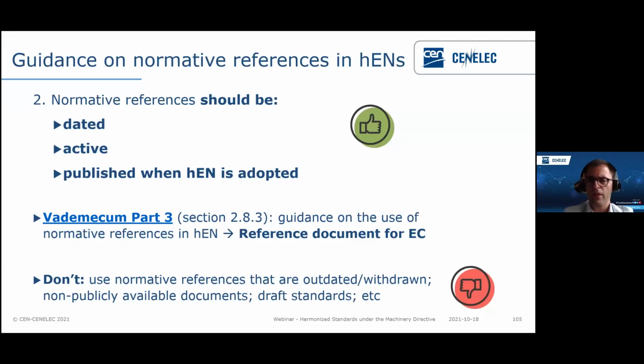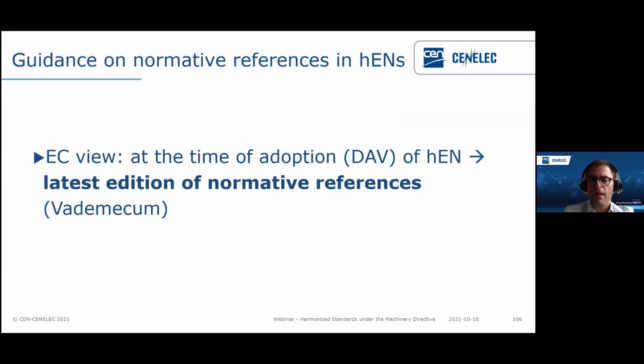So the reference document for the European Commission in terms of guidance on normative references, but also other issues related with harmonized standards, is the Vademecum. And the Vademecum is a Commission staff working document with guidance on standardization. In section 2.8.3, it provides precise guidance on the use of normative references. And there is a strong recommendation that the normative references should be dated and published. This message here on the slide is quite important to understand what I'm going to present in the next slides.